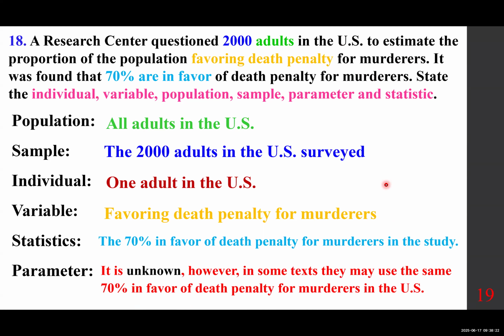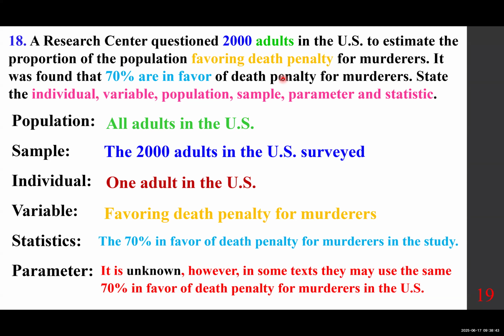It is unknown. However, in some texts, they may use this as the parameter, and this is a wrong way of doing it. It is unknown. So again, I'm mentioning that it is unknown. The parameter is not given. On a normal basis, we don't have access to a parameter because we don't have access to the population. It's very hard to ask the entire population. So in some texts, they might. We want to pay attention to the concept.